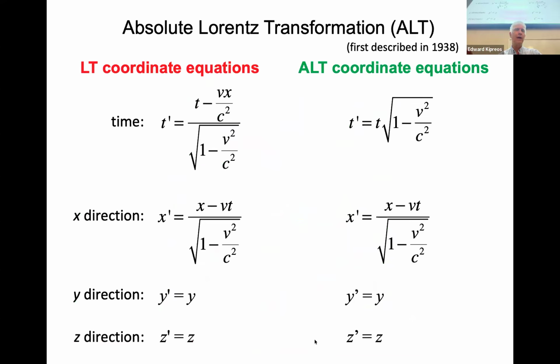Okay, so we also have to introduce another transformation. This is the absolute Lorentz transformation, and it was first described by Eagle in 1938, rediscovered by Tangherlini in 1958, which is why it's sometimes called the Tangherlini transformations. It actually has multiple names because it's been rediscovered multiple times.